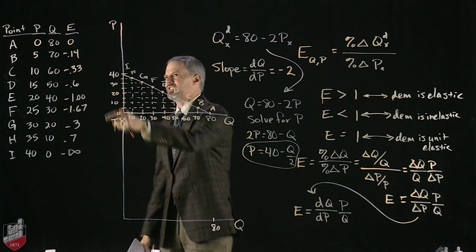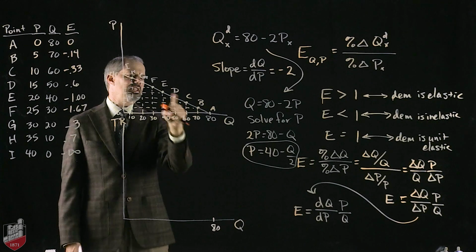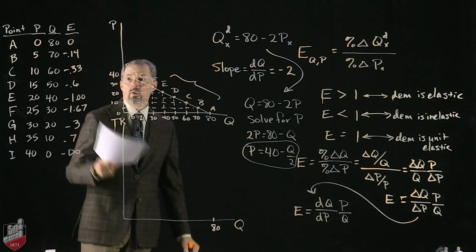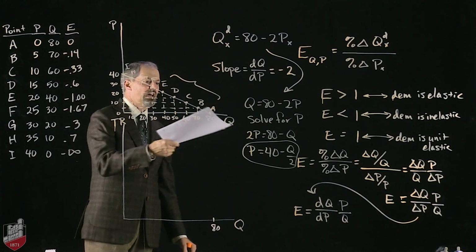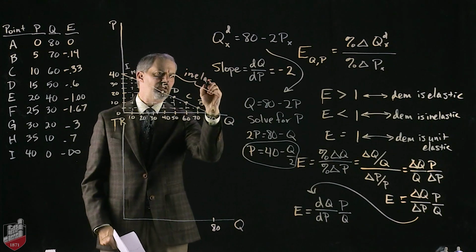So here's what we see. Points A, B, C, and D, these points down here, this range of the demand curve, what we see is that the elasticities are all less than 1 in absolute value. That means that demand is inelastic. This is the inelastic portion of the demand curve.